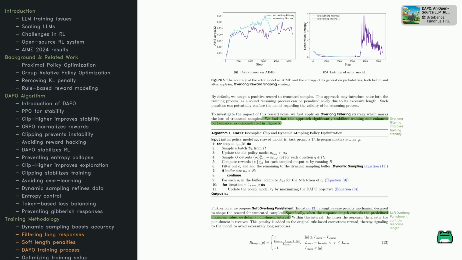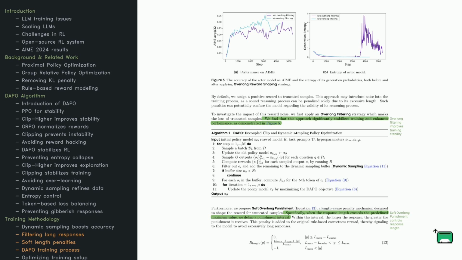Overlong responses can be a real headache. If a model's answer gets truncated, it often receives a penalty. But sometimes, a long response is valid. How do you handle that without confusing the model? Overlong filtering is the first fix. Instead of penalizing truncated answers, the model skips them during training. If you look at the left graph, accuracy goes up. The right graph shows that entropy also stays stable, which means the model doesn't become erratic.